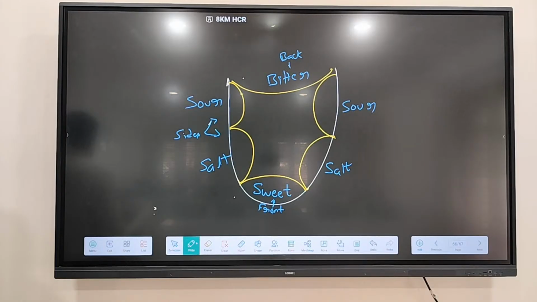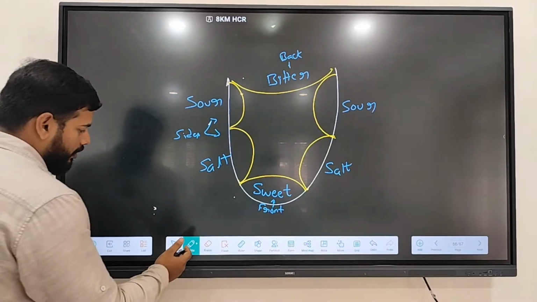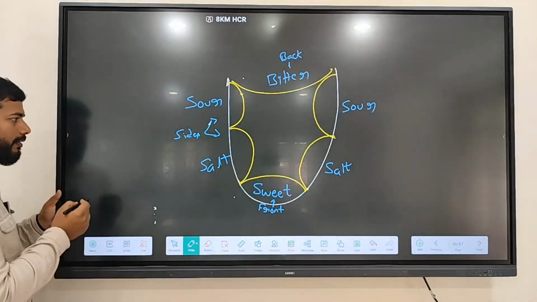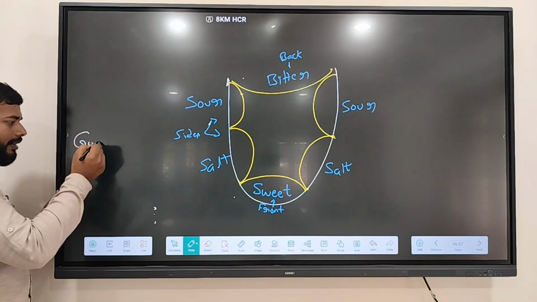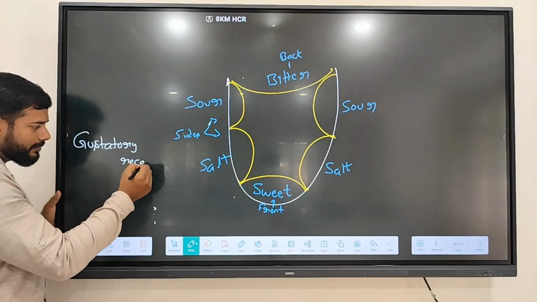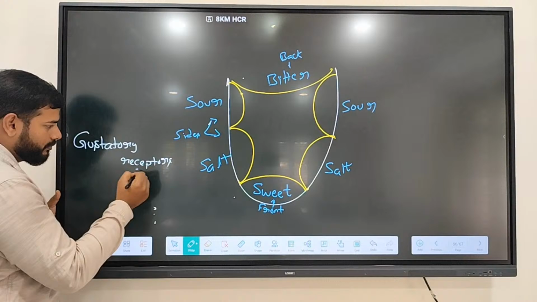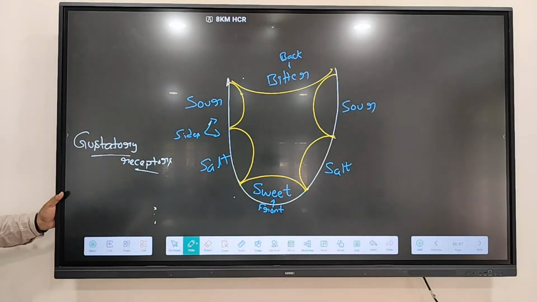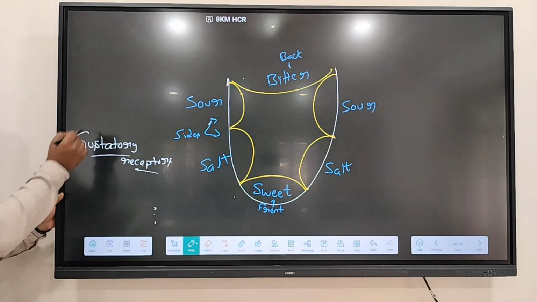Sweet, bitter, salt, sour taste detecting taste buds. These taste buds are called gustatory receptors.